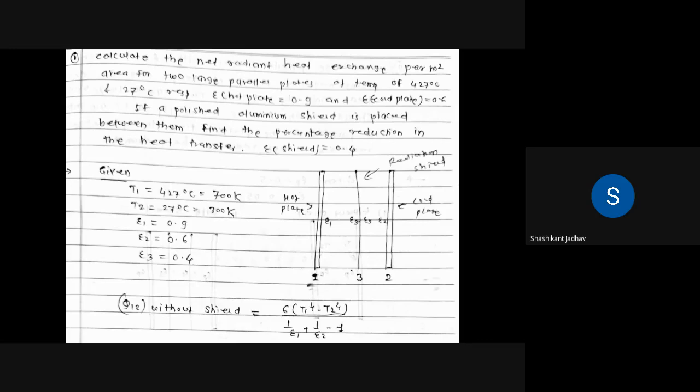the radiation shield. First plate having emissivity epsilon 1. Second plate having emissivity epsilon 2. And whatever the radiation shield is given, for both sides they have given the value of emissivity, that is 0.4. So for the radiation shield, both side emissivity is the same. So that is epsilon 3, because we consider the radiation shield with notation 3. Therefore epsilon 3 is equal to 0.4.